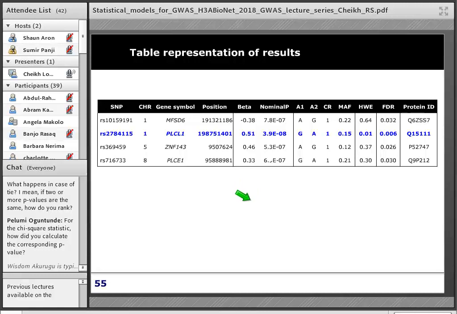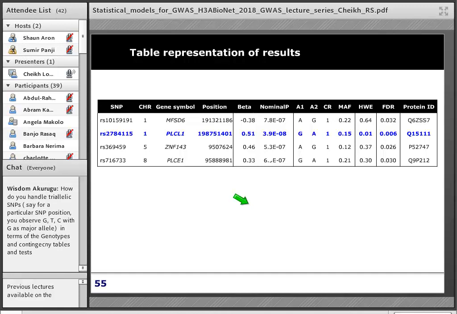You can also have a LocusZoom plot. For example, here, for the top SNP that we have from the Manhattan plot, you can have a LocusZoom plot that can be computed using the R software here, and you can see recombination rates and the genes that are around your signal.